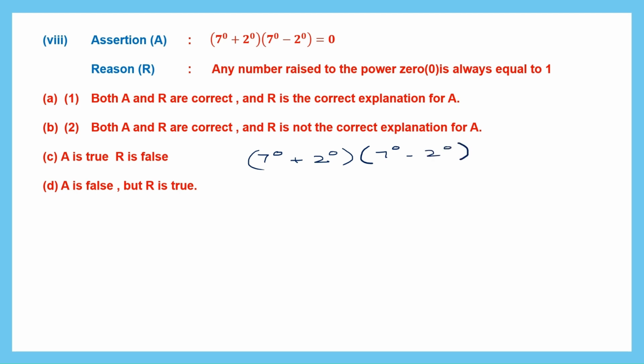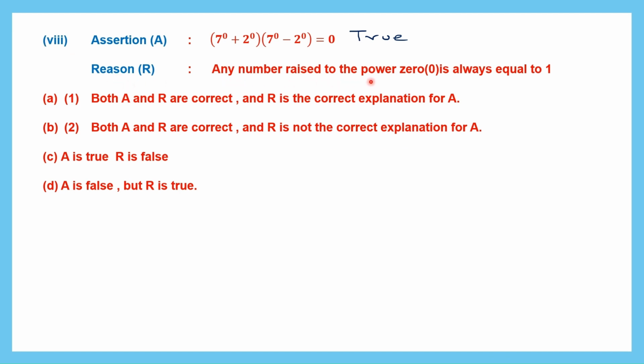Let's work this out and see. So we know that any number raised to the power of 0 is equal to 1. So this is 1 plus 1. And here it is 7 raised to the power of 0 is 1 minus 2 to the power of 0 is 1. So here what do we have? 1 plus 1 is 2 into 1 minus 1 is 0. 2 zeros are 0. So that means the final answer here is 0 and the assertion also is 0. That means this statement is true. Assertion is true. Now let's analyze the reason.